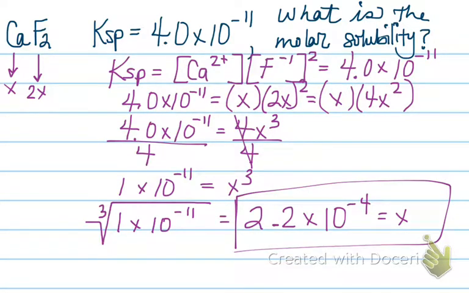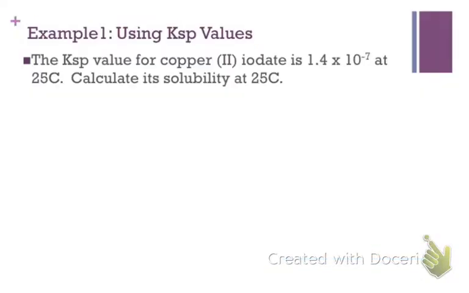So what do you think? Let's try another one. The Ksp value for copper iodate is 1.4 times 10 to the negative 7th at 25 degrees Celsius. Calculate its solubility at 25 degrees Celsius. I'm going to give you guys a little bit of time to solve this.